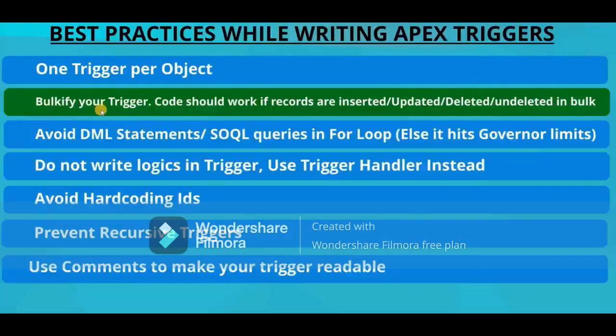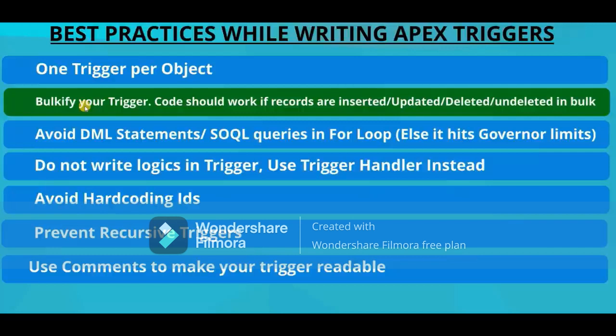The next best practice is to bulkify your trigger. Code should work if records are inserted, updated, deleted, or undeleted in bulk. What does that mean exactly? Whenever you write your trigger, do not assume that your user will always provide values from the user interface. We have the New button, right, where you click New, provide values, and then click Save. It is not necessarily the same every time.